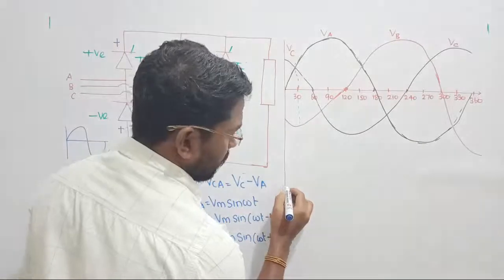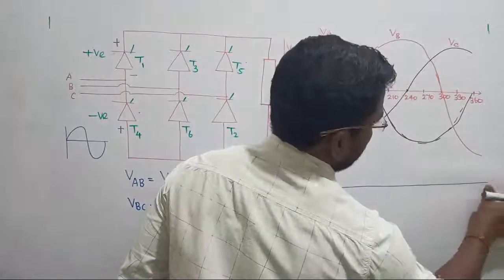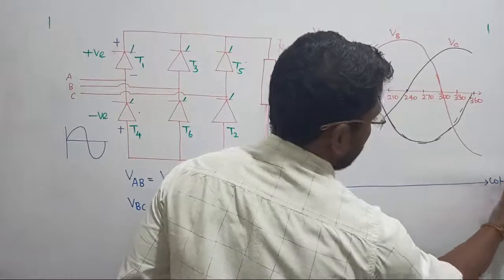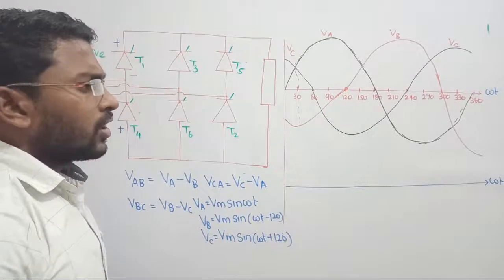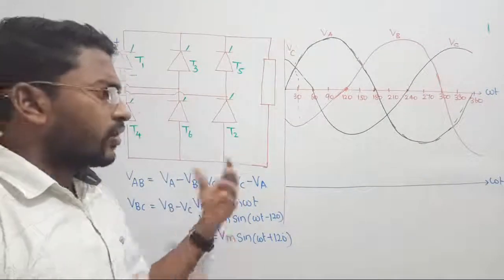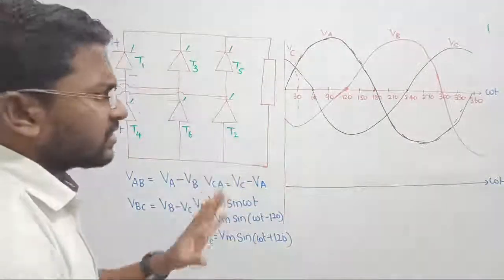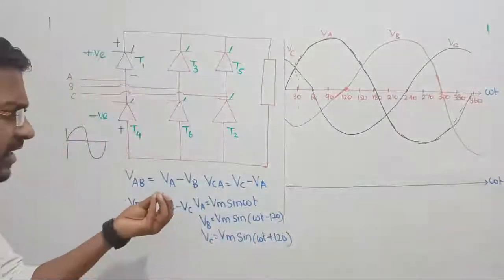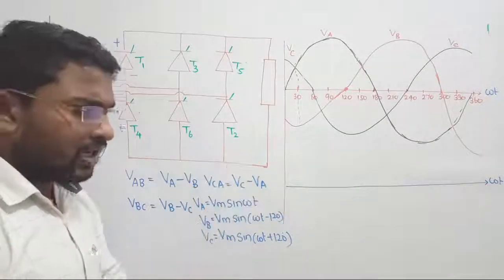From this, let us draw the line voltages. Let me take this circuit and draw the waveform with respect to omega t. Till now we don't have any problems, right? Now, the question is, at which time period which thyristors are going to be triggered? Listen, I said in each and every triggering period, two thyristors are going to be continuously turned on.